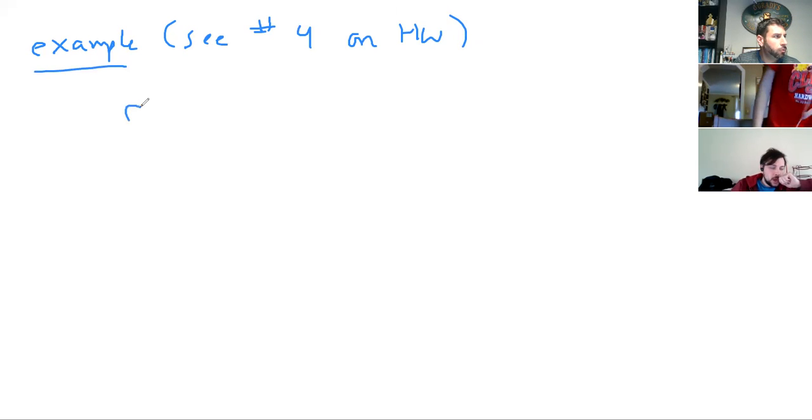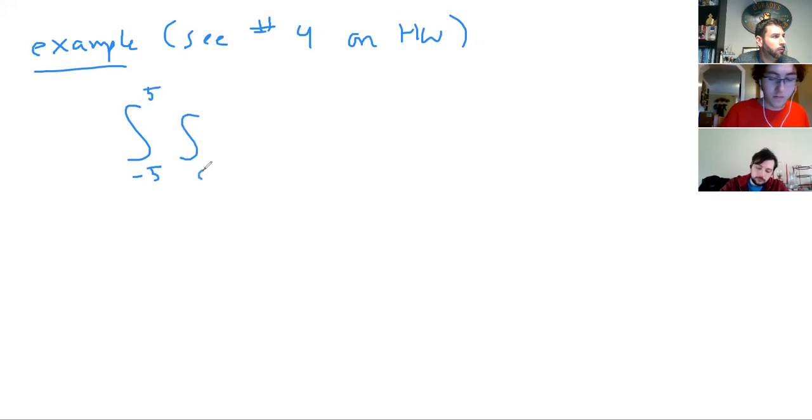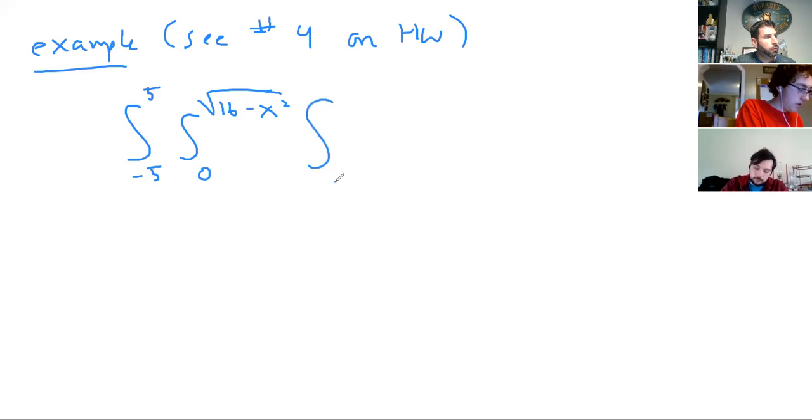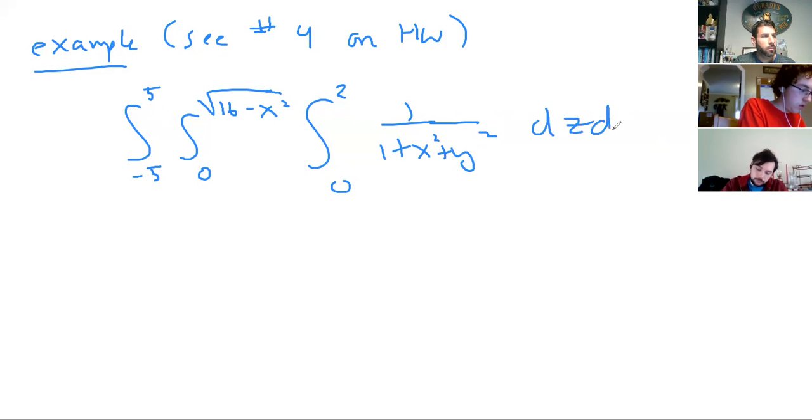So let's suppose we have the following integral. The integral from -5 to 5, from 0 to 16 minus x squared, from 0 to 2 of 1 over 1 plus x squared plus y squared. So I'm giving you one that's very similar, and then we have dz dy dx. What does this integral equal?